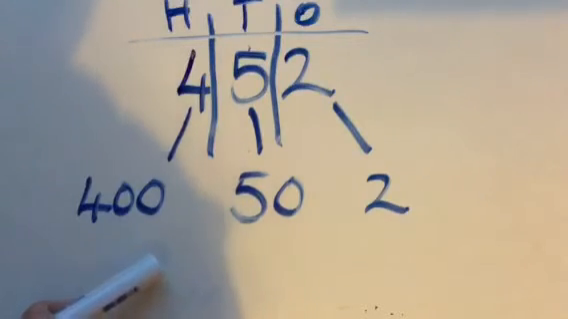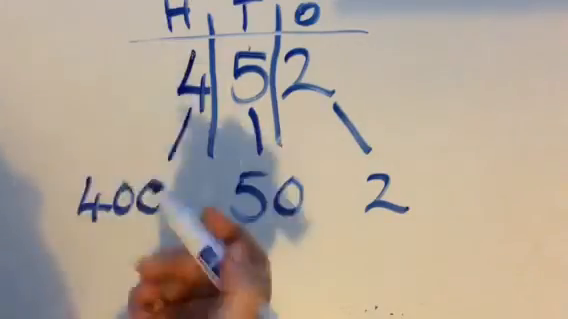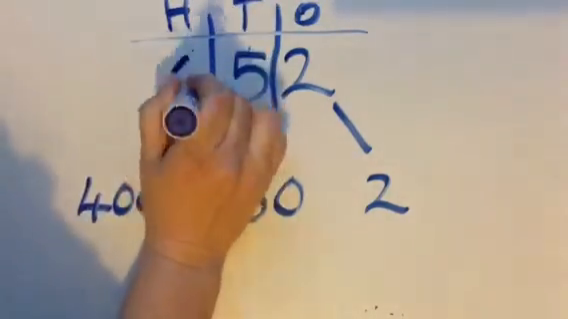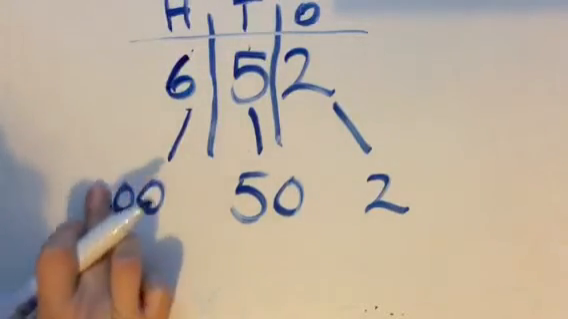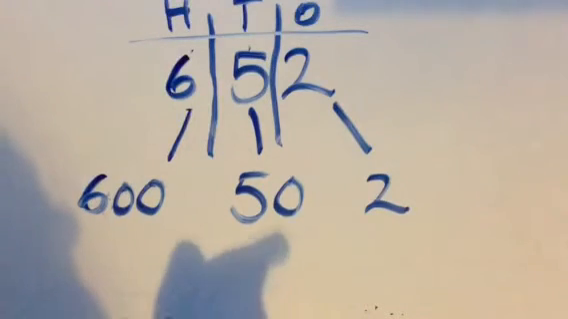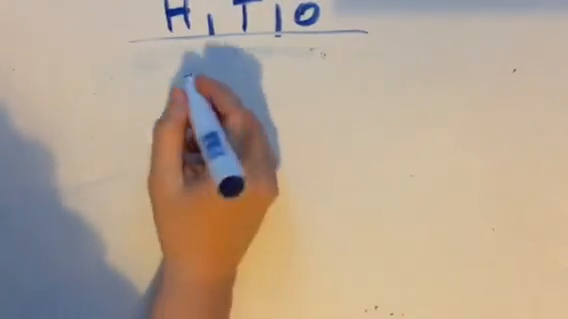You could also say to them, can you add on 2 more hundreds? So they would have to change their 4 to a 6, because 600. Okay, and they would have to change that value there. You could give them another one. You could ask them to do it the other way as well.